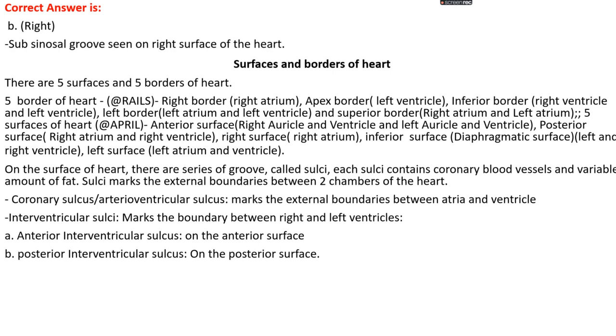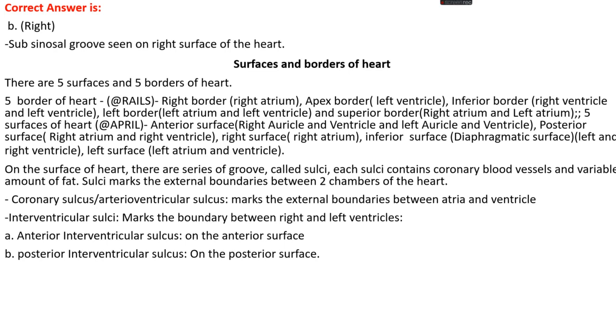And there are 5 surfaces of the heart. The mnemonic is APRIL. The anterior surface is formed by the right auricle and ventricle and the left auricle and ventricle. The posterior surface is formed by the right atrium and right ventricle. The right surface is formed by the right atrium. The inferior surface, also known as the diaphragmatic surface, is formed by the left and right ventricles. And the left surface is formed by the left atrium and ventricle.